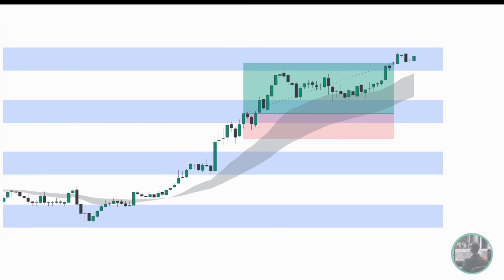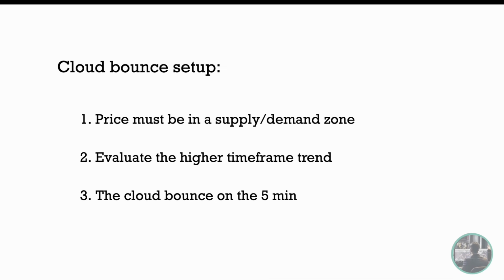Your only job is to repeat these 3 steps for every trade. Wait for the price to enter a supply and demand zone. Once it enters a zone, zoom out to the higher time frame and use the cloud to assess the overall trend. Then go back to your execution time frame and confirm that the 5-minute cloud is trending in the same direction as the higher time frame cloud. Do this with discipline, and the results will stack themselves. This is how you stop chopping sideways and finally start generating permanent profit. One clean cloud bounce setup at a time.